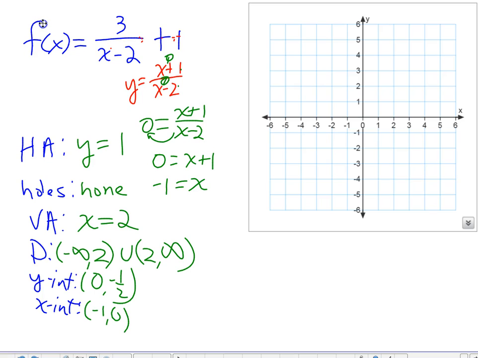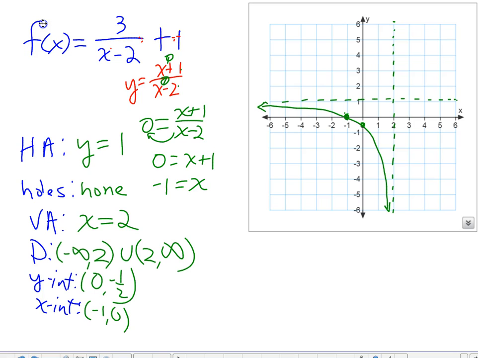Now that I've done this, I'm ready to draw my graph. Horizontal asymptote at 1. Vertical asymptote at 2. I've got a y-intercept of (0, negative a half), so I'm going to go over 0, down a half. And the x-intercept is (negative 1, 0). Now it's time to draw the branches. Well, again, I've got 2 points on the left side of the vertical asymptote on the bottom, so I come in, I draw. Remember, have you hugged your asymptote today? So you do that.